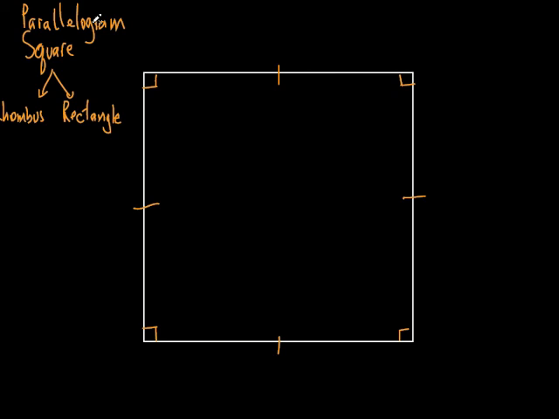I will. So a square is a parallelogram, a square is a rhombus, and a square is also a rectangle. So all the stuff that's true about all these other things has got to be true about a square. Okay?